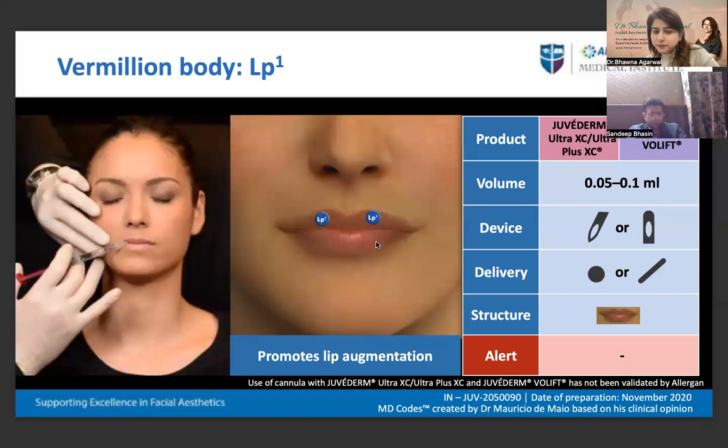And we always remain a little away from the commissure. We do not come up to the commissure. About 2 millimeter area you should not have any filler inside it. The angle, this commissure corner, should not have any filler.